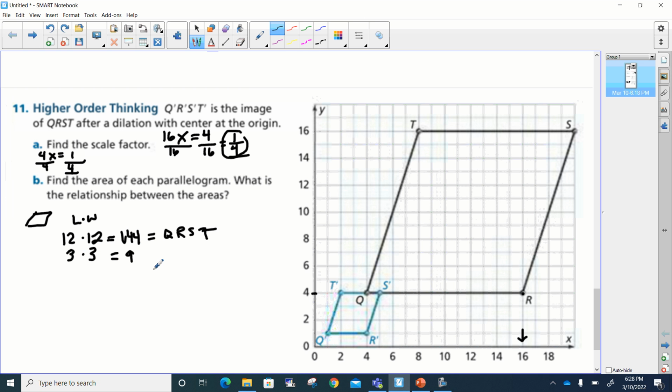So 9 is Q prime, R prime, S prime, and T prime. All right, QRST prime. And that's our area right there, all right? 144 and 9. And that's all of them that I had.